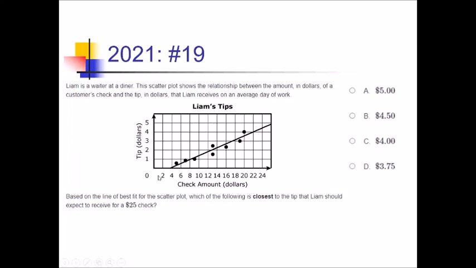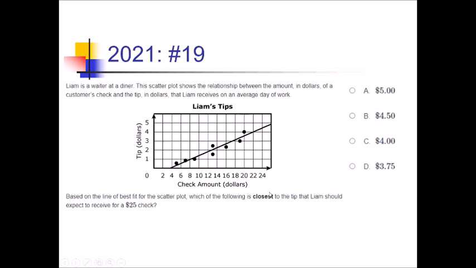On this problem, we have Liam waiting tables at a diner, and this scatter plot here is showing the relationship between the amount of the bill, the check they call it, and the amount of tip that Liam actually receives based on that starter amount. Now what they've done here is they've drawn a line of best fit for this scatter plot. And they want to know, based on the line of best fit, what's the closest to the tip that Liam should get for a $25 check. Because you'll notice that we have all these values here, but we don't quite get to 25 on the grid line. That's like half a grid line.